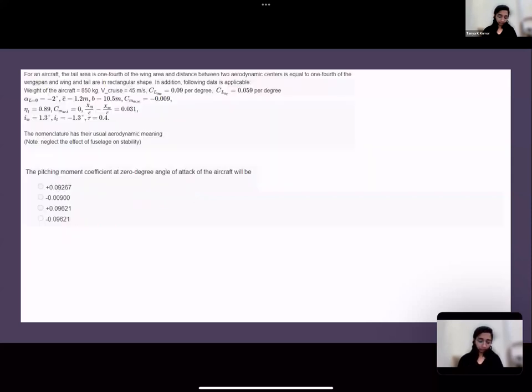Now let's look at the questions. First question: the pitching moment coefficient at 0-degree angle of attack of the aircraft will be. The pitching moment coefficient will come from both wing and tail. So try doing this. Take a moment. It will be the sum of both the quantities, of the wing and the tail. Pitching moment coefficient at 0-degree angle of attack is Cm naught, and Cm naught will be Cm naught wing plus Cm naught tail. So first find out wing, then find out tail.